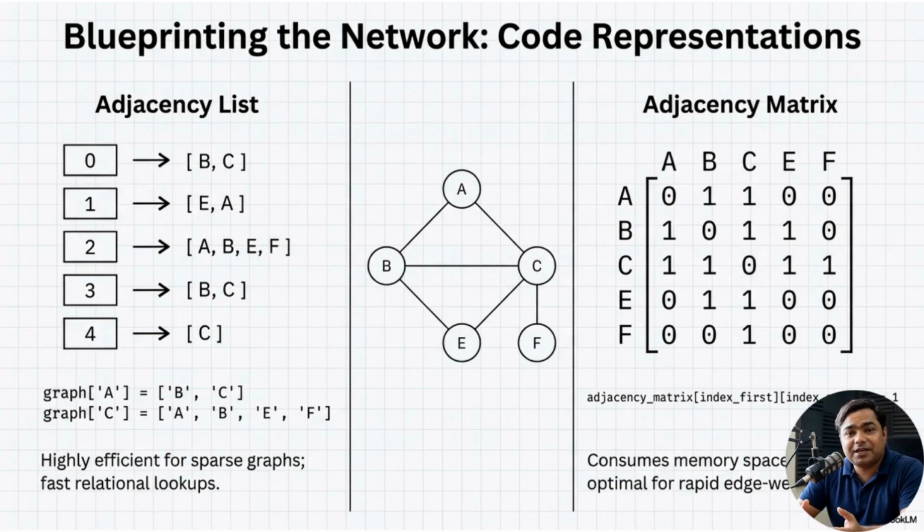The advantage of an adjacency matrix is that checking whether two nodes are connected is very fast. We simply look at the matrix position. However, the disadvantage is memory. If we have many nodes, the matrix becomes large because it stores all possible relationships, even when many of them are 0. So the simple rule is this: use an adjacency list when the graph is sparse. Use an adjacency matrix when we need very fast edge lookup and the graph is dense.